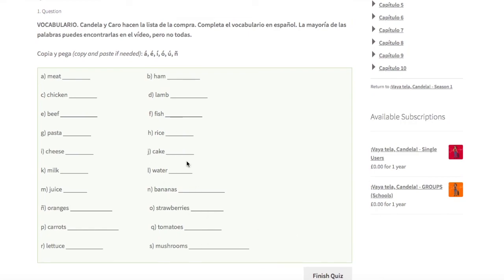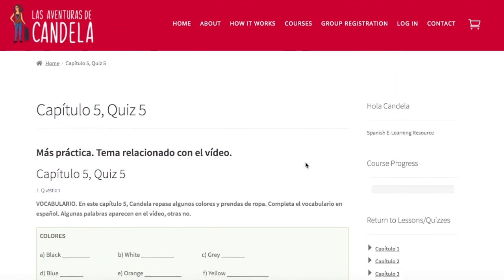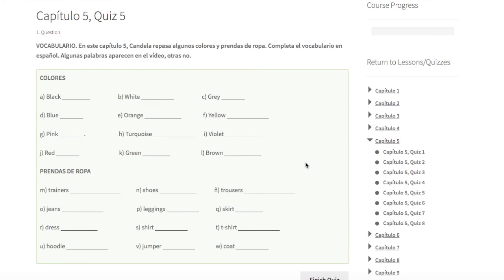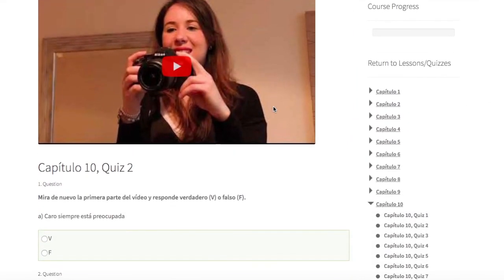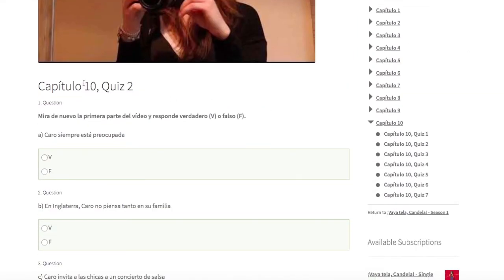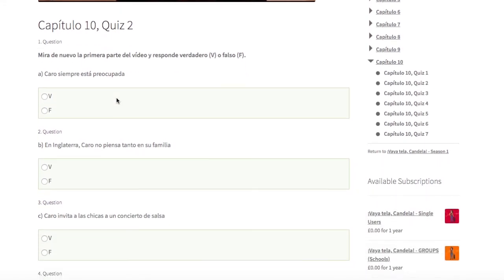In episode 5, quiz 5, students can revise vocabulary about colors and clothes, which sometimes we assume they already know from GCSE or because it's too basic, but it's always excellent to revise basic things that they not always do on their own time. And another example of a different activity would be this in episode 10, quiz 2, where students have to answer true or false.